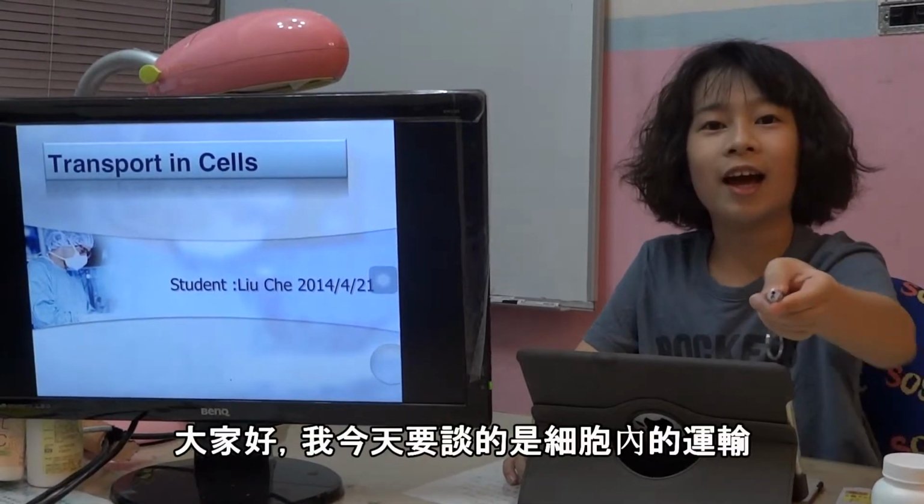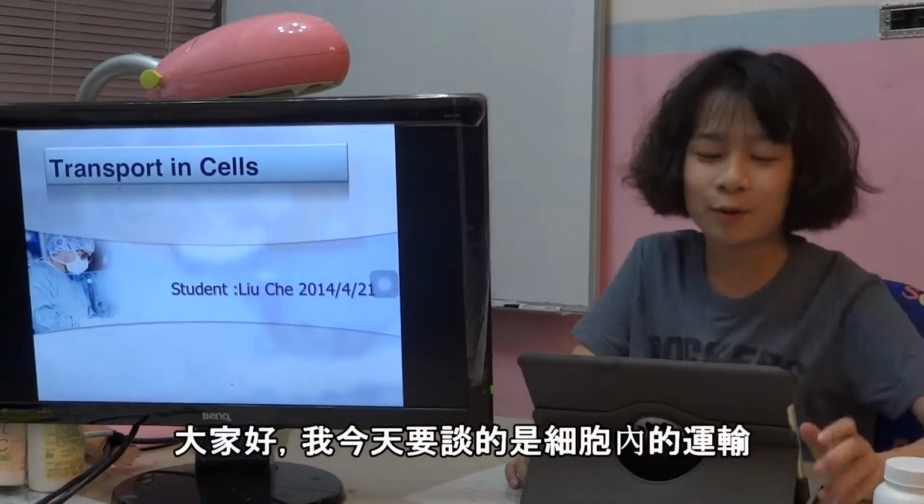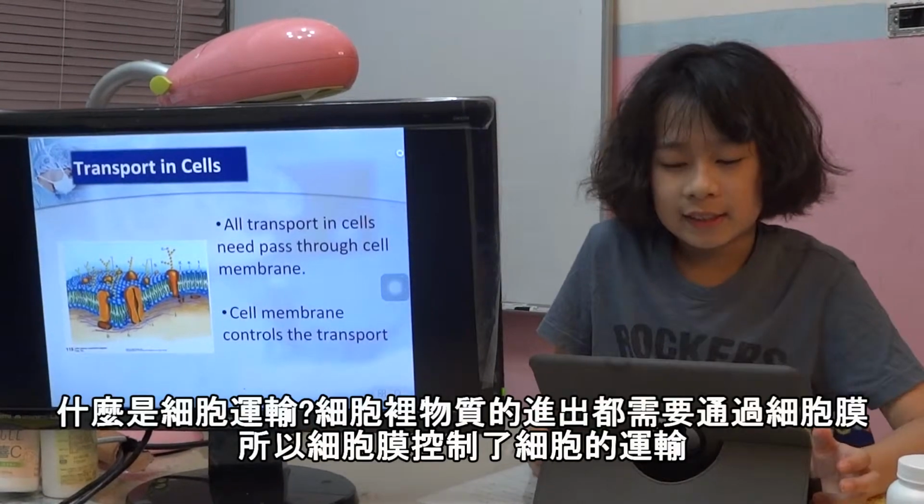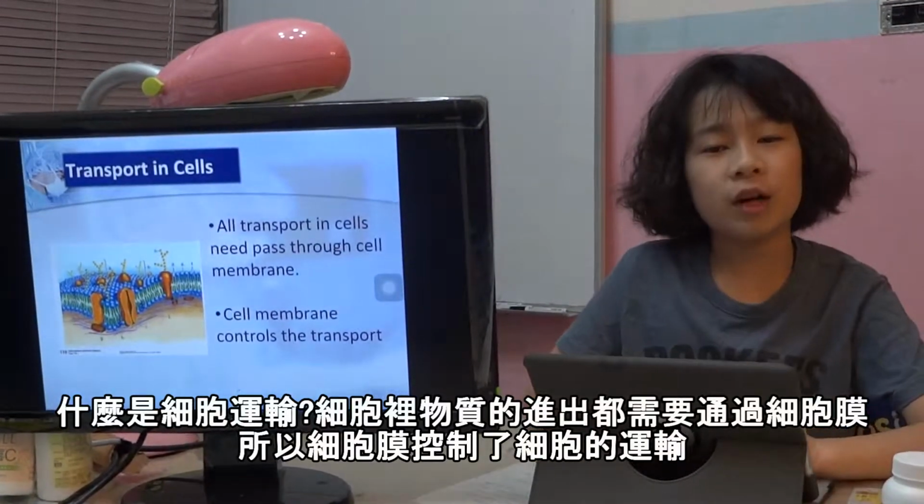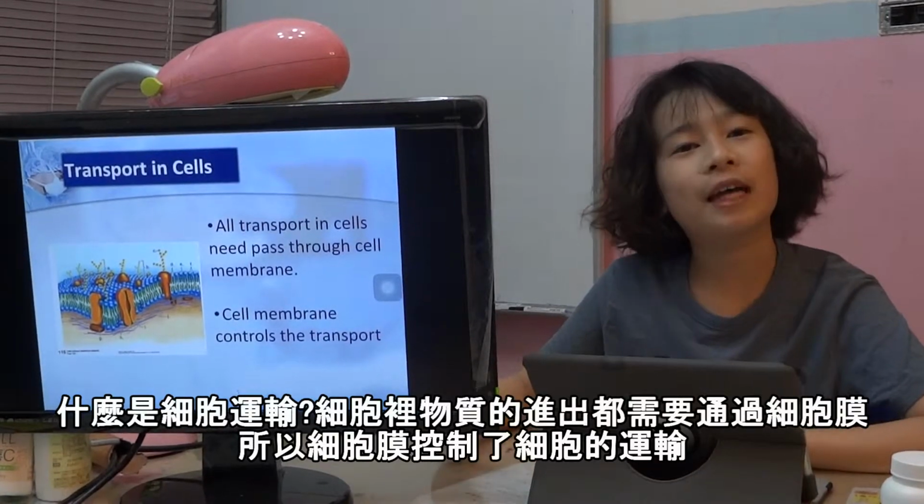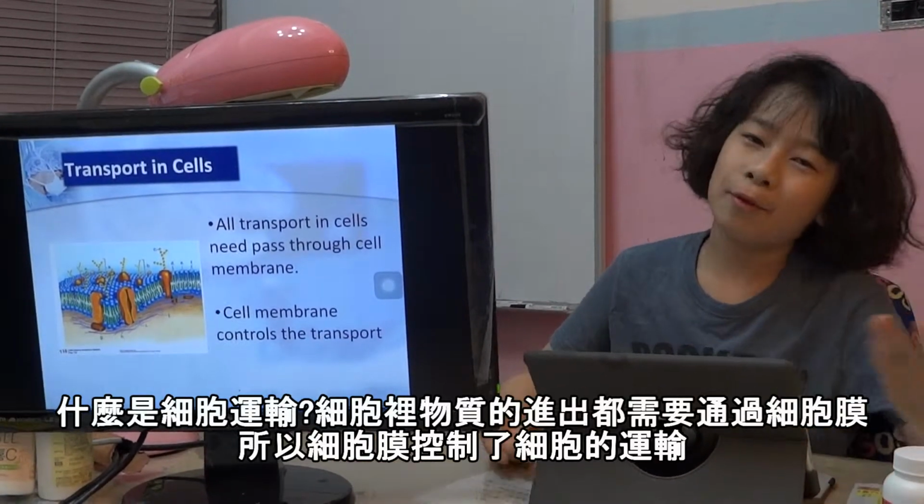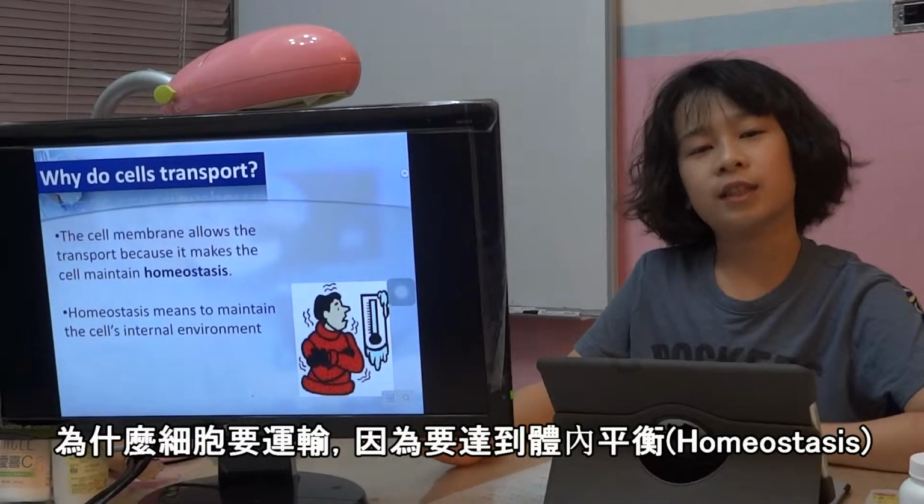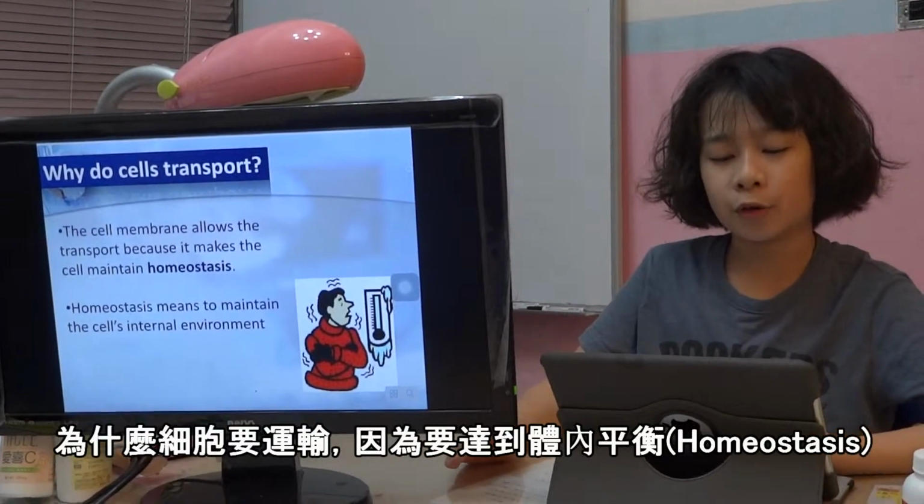Everyone, today I'm going to talk about transporting cells. What is transporting cells? All transporting cells need to pass through a cell membrane. That means a cell membrane controls the transport. And what we need is transport because we want to make homeostasis.